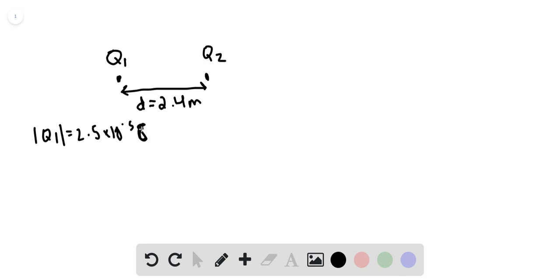Coulombs. Oh my gosh. Let me fix this C. Make it look a little better.